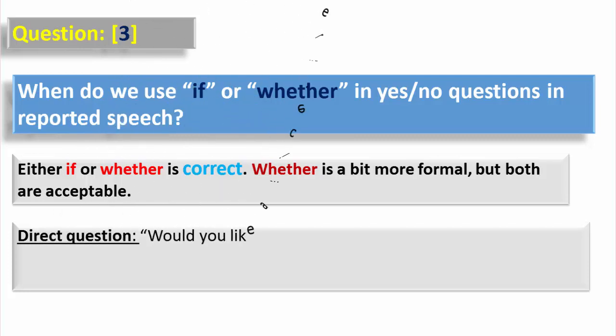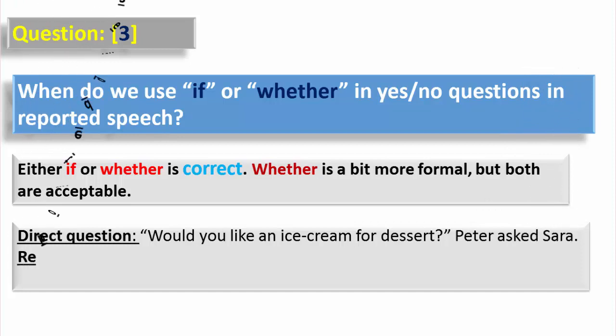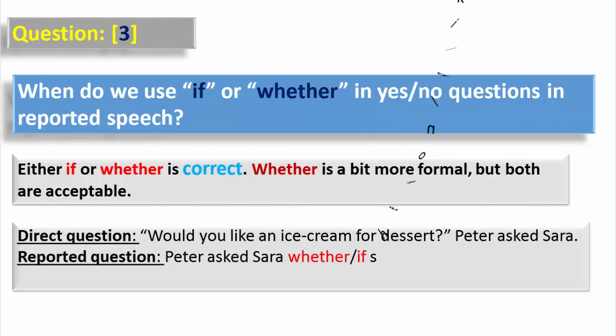Direct question: would you like an ice cream for dessert? Peter asked Sarah. Reported question: Peter asked Sarah whether or if she would like an ice cream for dessert.